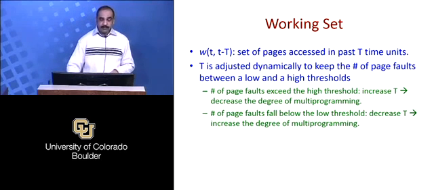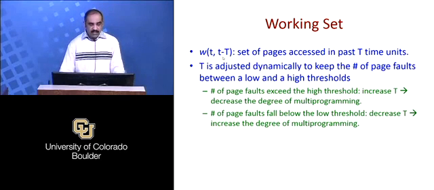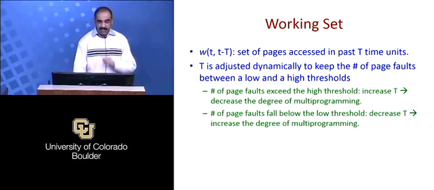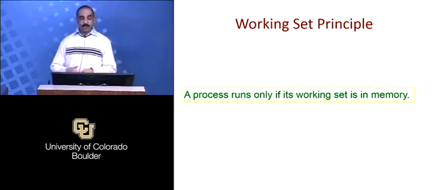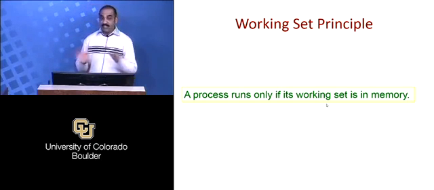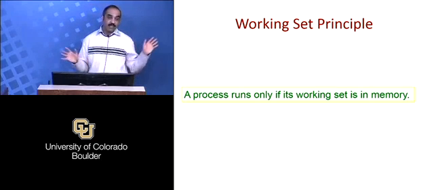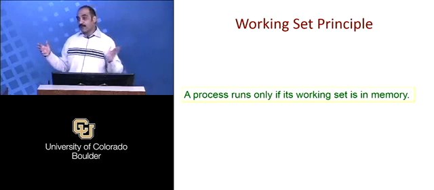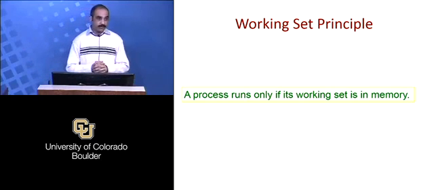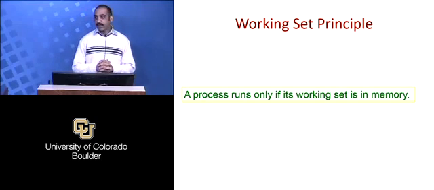So this tau is adjusted dynamically, and you can read through it. But the basic idea is that a process will run only if its working set is in memory. If the working set is not in memory, that is, if the working set size for that particular process is, say, 5, and you don't have 5 frames for this process, you don't run that process. Is that clear?